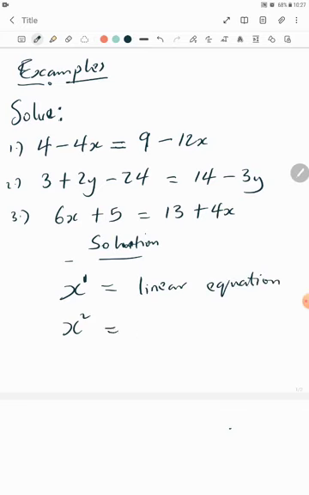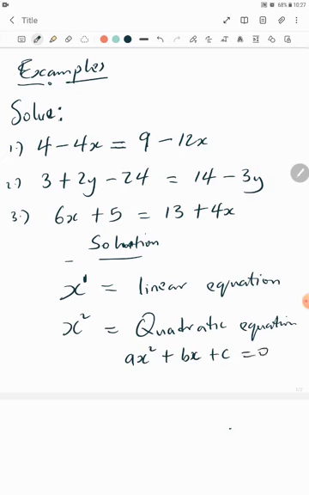When the power of an unknown in an equation is 2, of course, you can go through our class on quadratic. We'll say we have a quadratic equation. When you check our quadratic equation, we say a quadratic equation is an equation that can be represented in the form ax squared plus bx plus c equals 0. So any equation that can be written in this form is actually a quadratic equation.